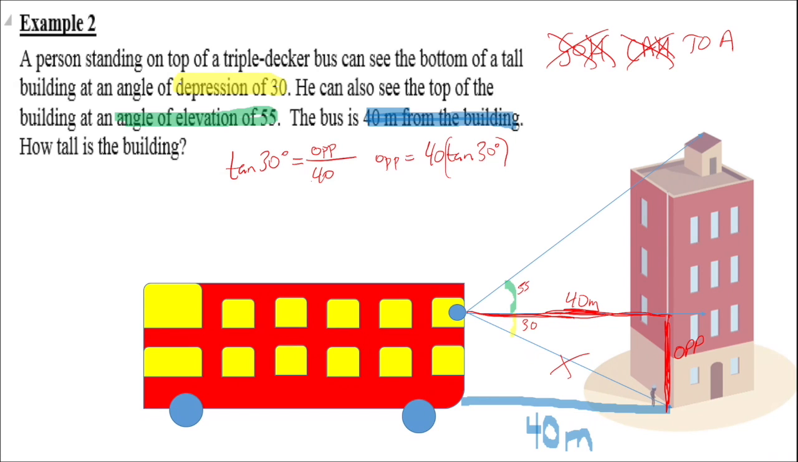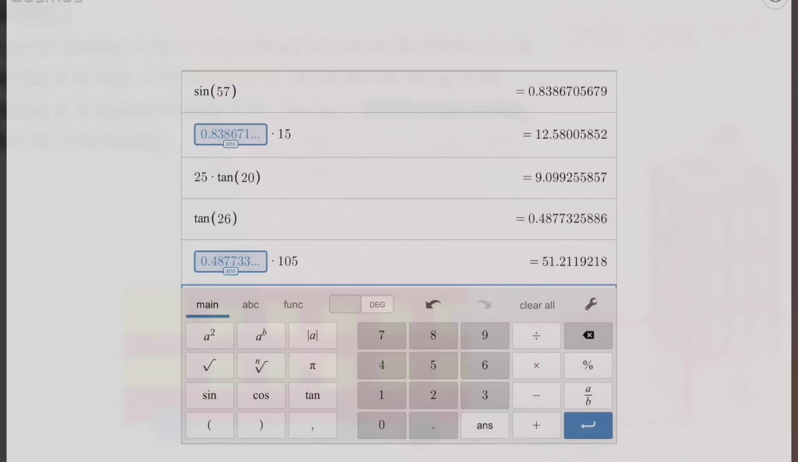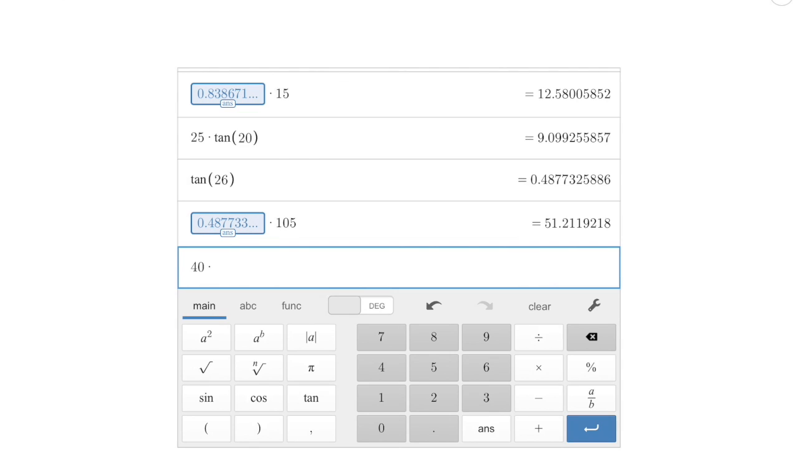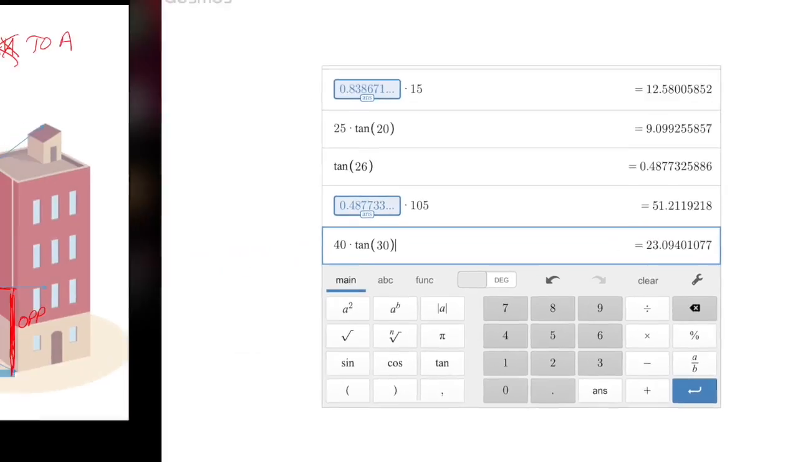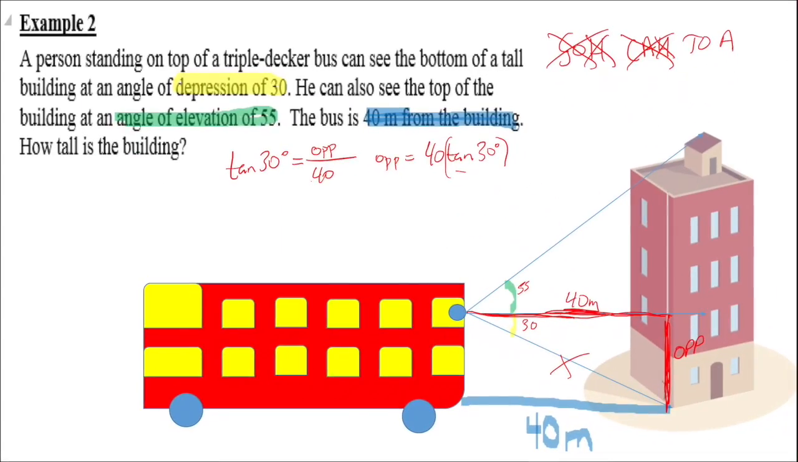Now how does this work? It's 40 times tan of 30. Remember, these are two numbers. So 40 times tan of 30. It's 23.09. So opposite equals 23.09.